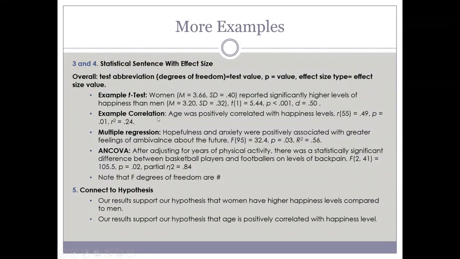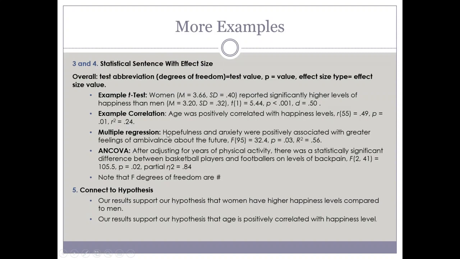For correlation, it's somewhat similar, but with small changes. So correlation is represented by this italicized R. We still have our degrees of freedom in parentheses, have that equal to our test value. We have our p-value equals to 0.01. But then here, instead of our effect size, we actually have R squared, which is this test value squared. So we have R squared equals to 0.24.